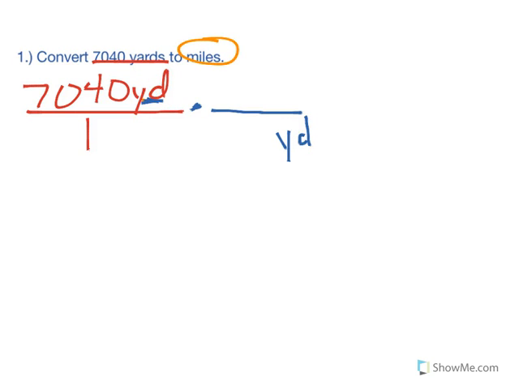So when you look at that paper, you've got to say, okay, I have yards. What can I change yards to? And according to that sheet, the only thing we can do is say that 1 yard is 3 feet. Okay, so now my yards cancel out. And I'm kind of a stickler about this because this now shows you your labels. I am now in feet. I don't want to be in feet. I want to be in miles.